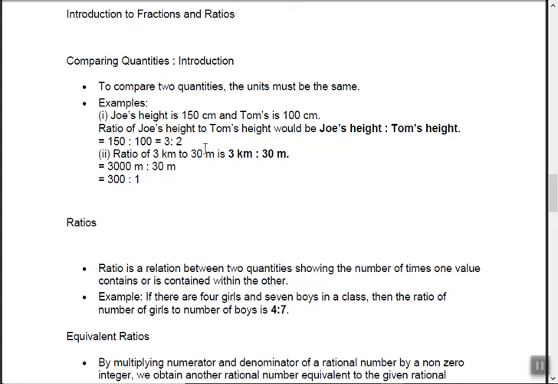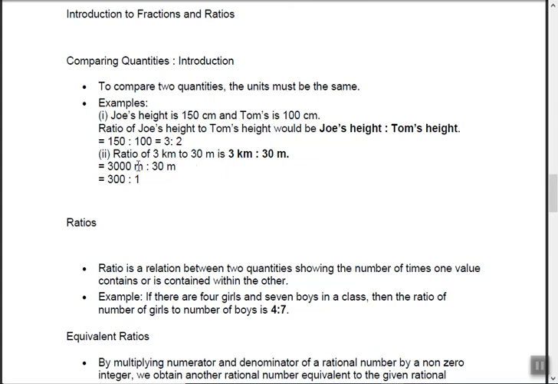Ratio of 3 kilometers to 30 meters. Here, one is in kilometers, one is in meters. Convert any one to the other one. Easier is kilometers to meters. Kilometer to meter is 1000. So 3 kilometers means 3000 meters. So 3000 meters is to 30 meters. Now they are in the same unit, so now you can compare.